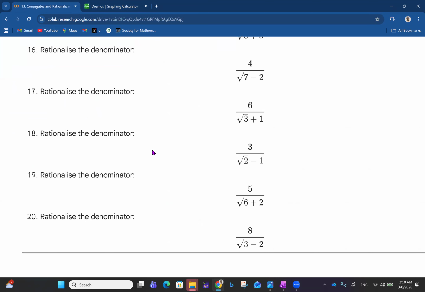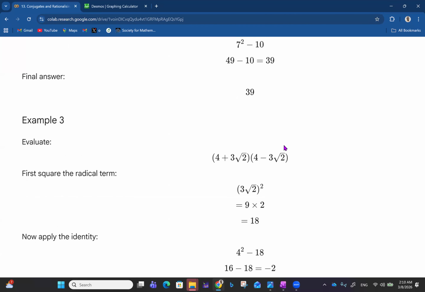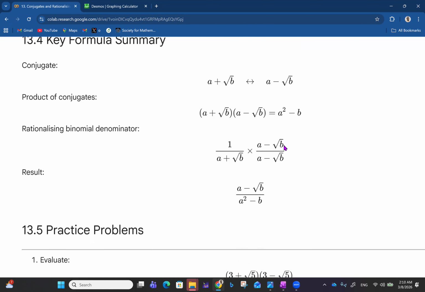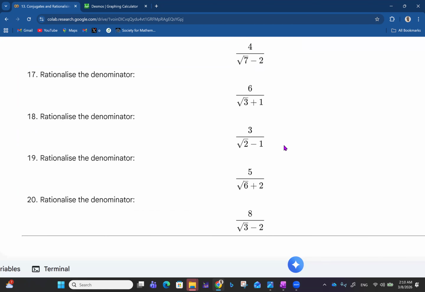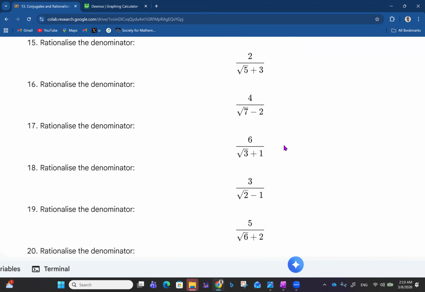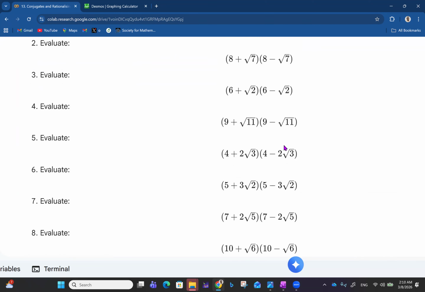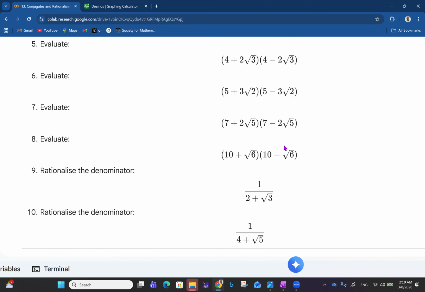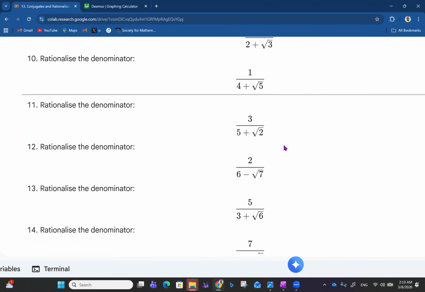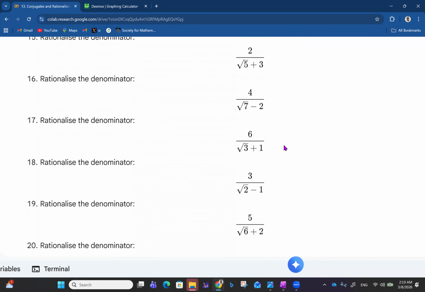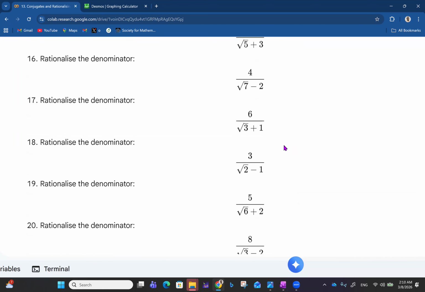So with that, we come to the end of this interesting video about rationalizing with conjugates, rationalizing binomials. When you have binomial expressions, you get the conjugate and you multiply to rationalize. So don't forget to try your hands on the practice questions: 6 to 10, 11 to 15, and then 16 to 20. Try them to be sure you really get the gist.